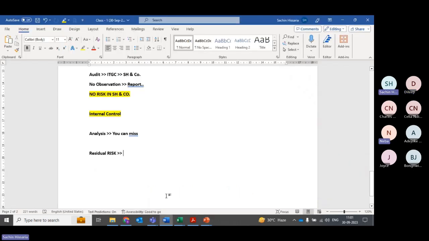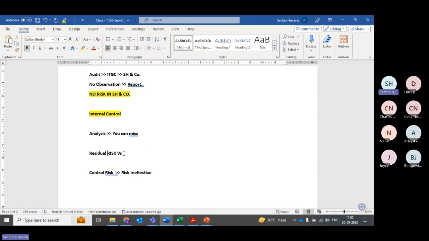Now, what is the difference between residual risk and control risk? Can anybody please explain that to me? Control risk is a risk of ineffective control. What is a control risk? Here our control was not effective. It is a risk which is there due to ineffective control. So that is called a control risk.